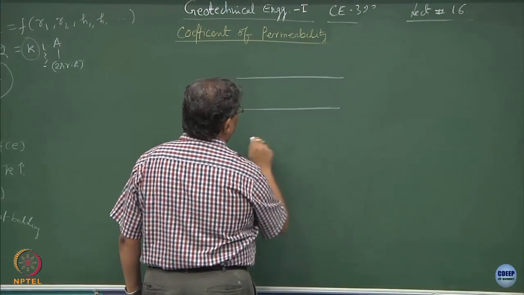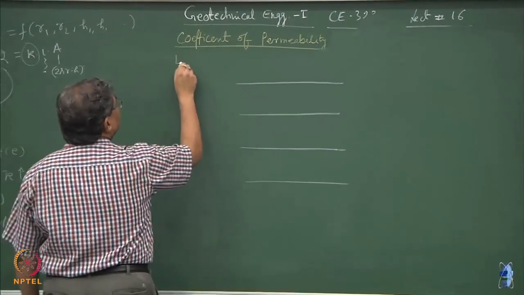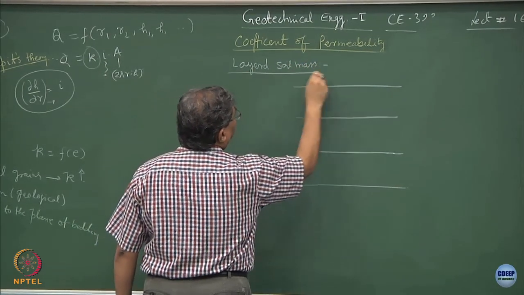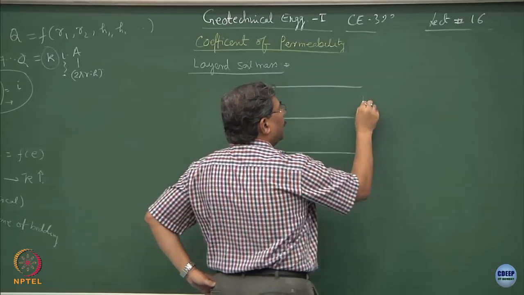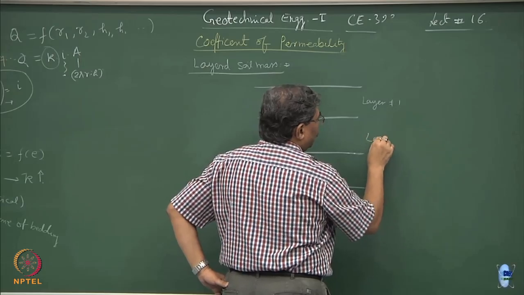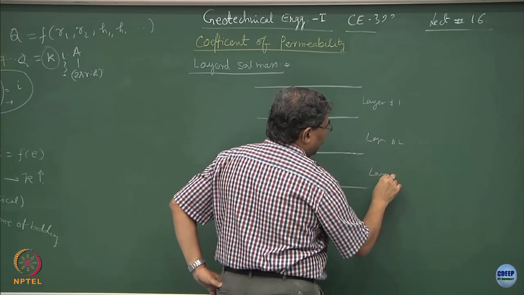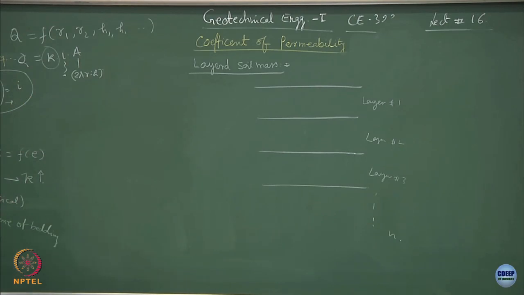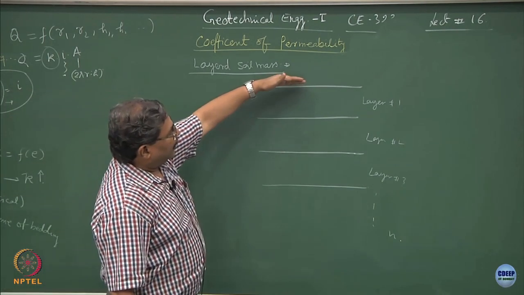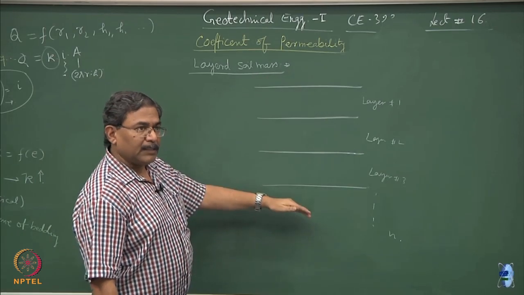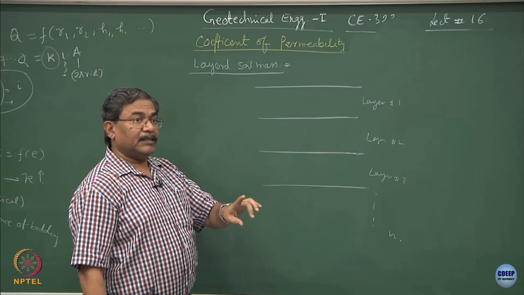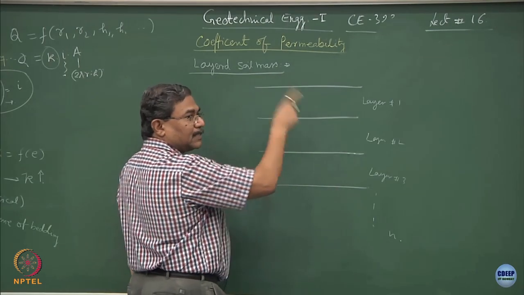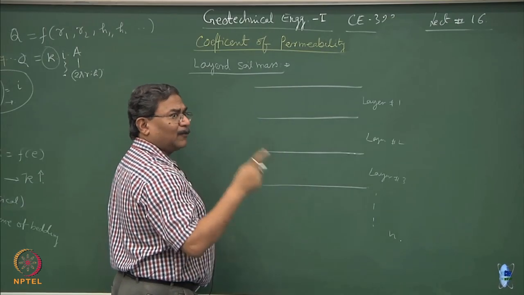So if I consider a layered system of soil mass, so this is layer number 1, layer number 2, layer number 3 and so on. We might be having layer number n as well. All right. I repeat, it is an inhomogeneous, heterogeneous system of soil mass because you have different layers. But what we are assuming is that each layer is isotropic in nature. That means at a given point, the properties, density, void ratios, hydraulic conductivity are going to be constant.